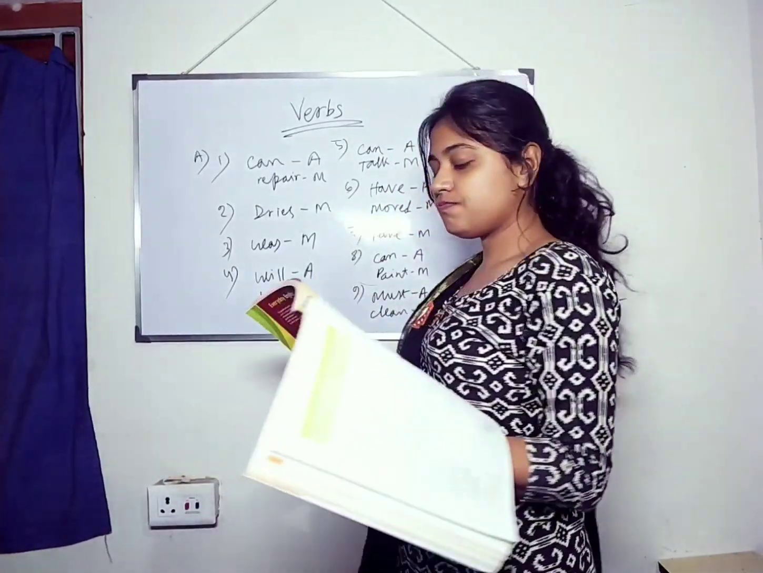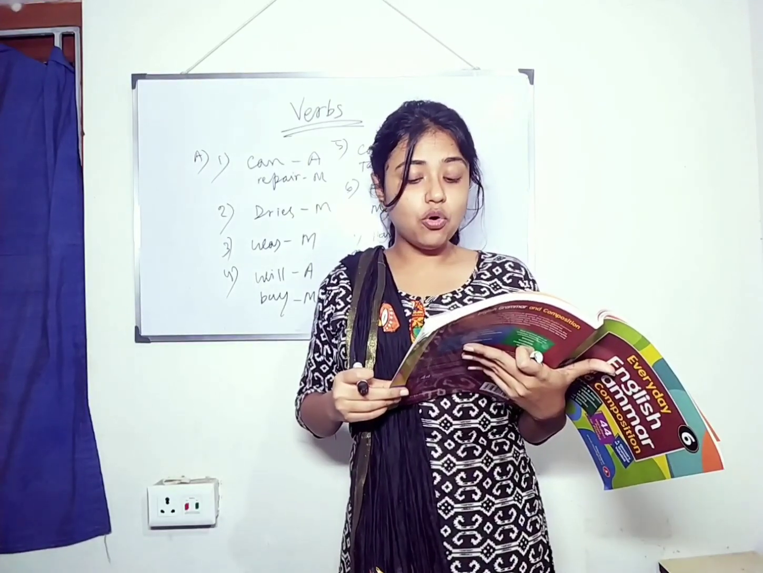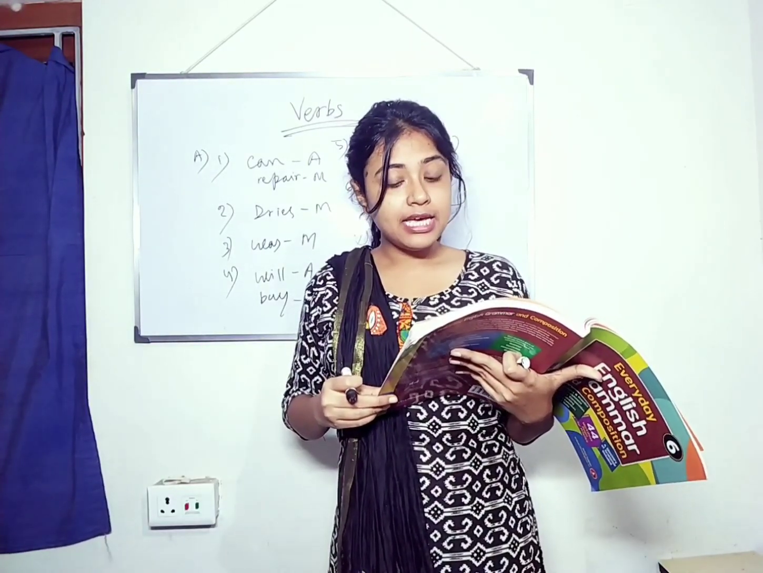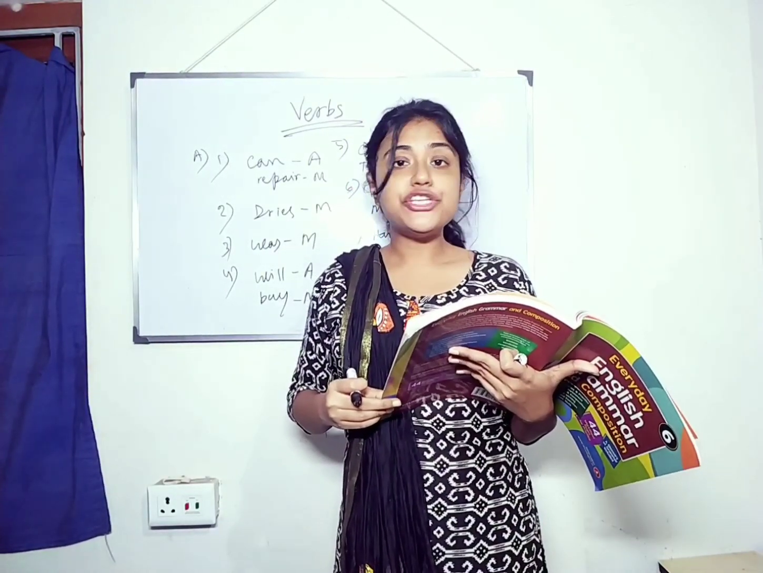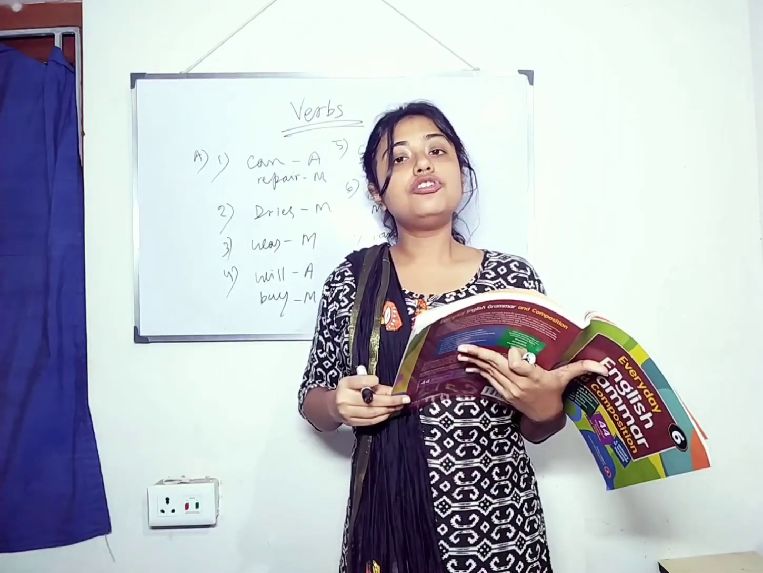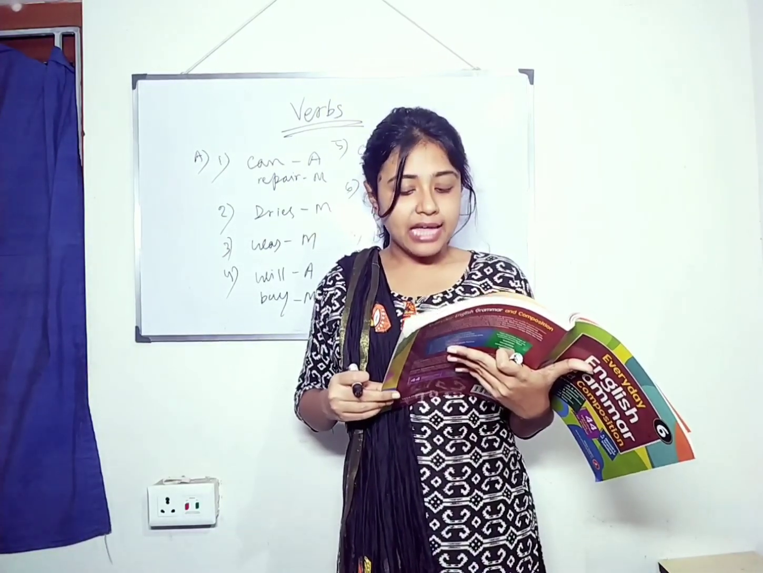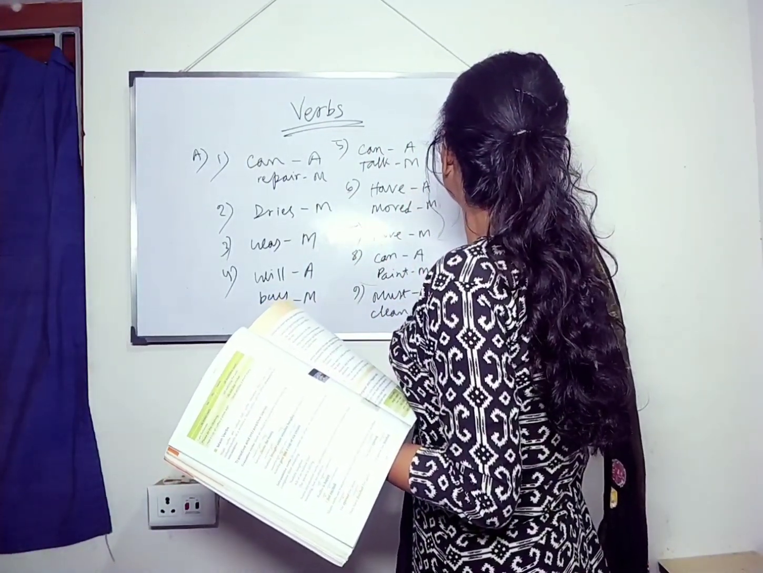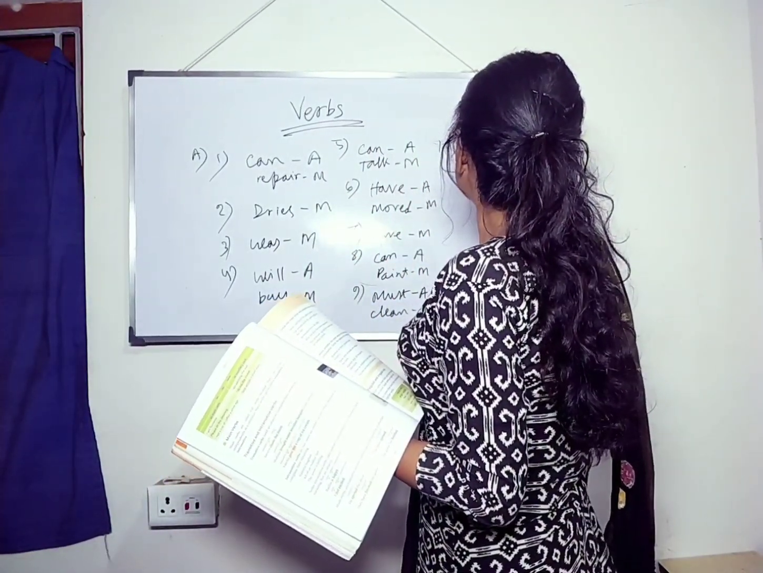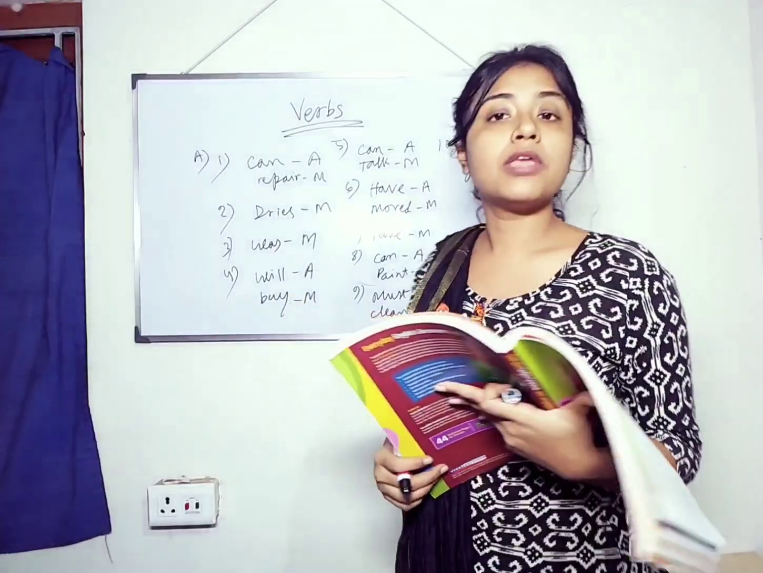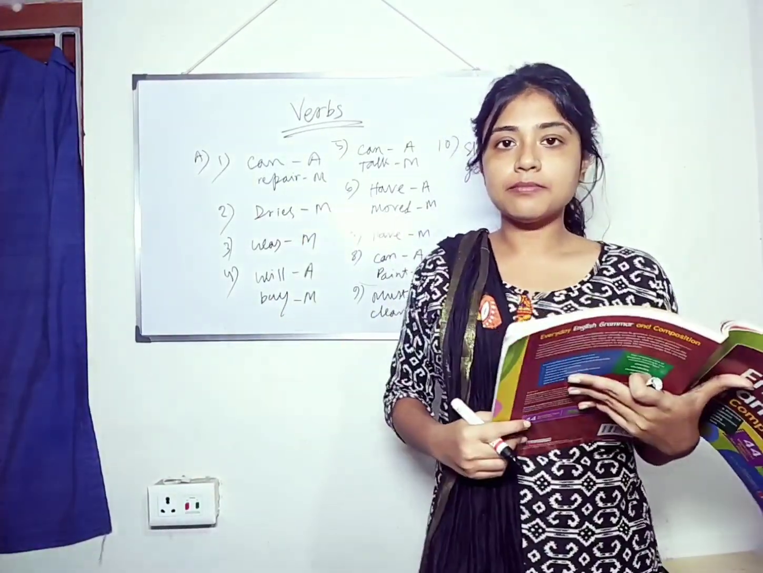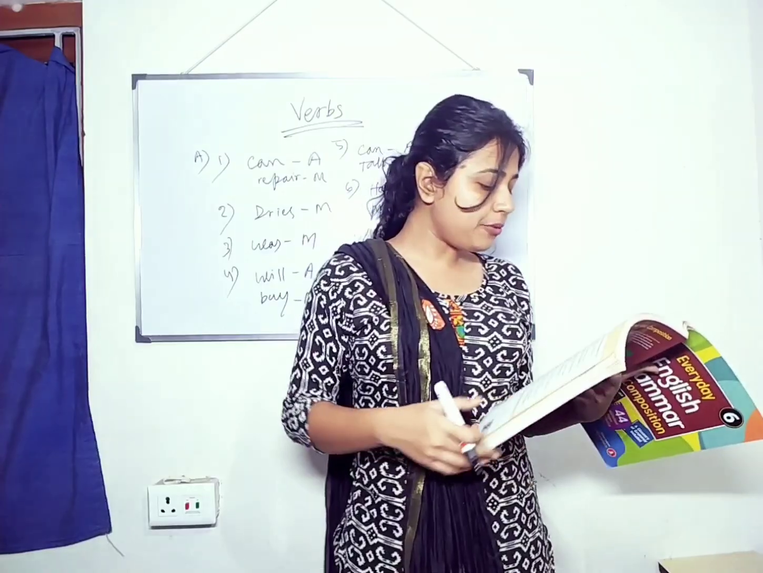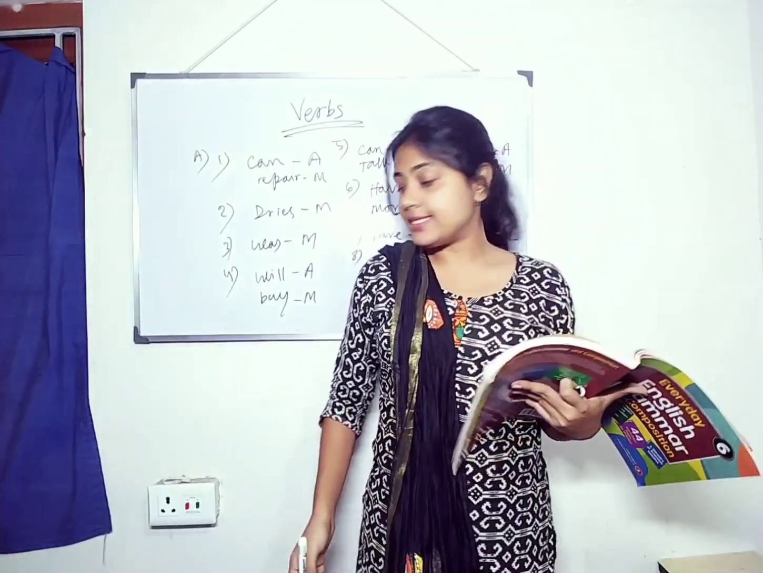Number 10. Shall we go for a movie tonight? Shall we go? Shall is one, another is go. So shall is helping and go is main. Shall is auxiliary and go is main. Okay? Hope you have written this. So I am going to rub that so that we can proceed with the next exercise.